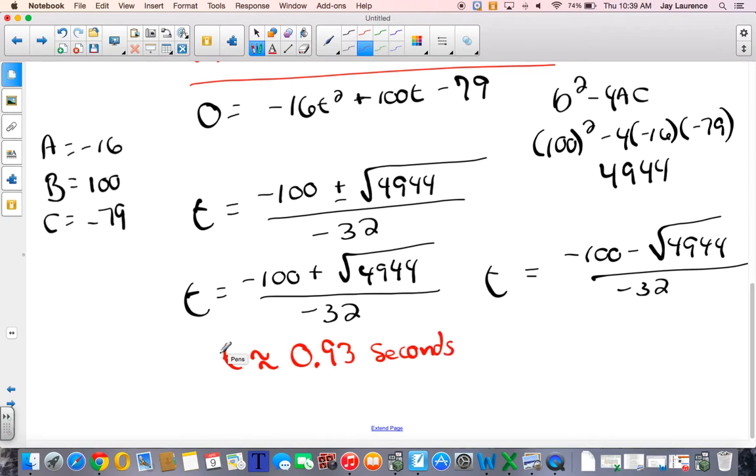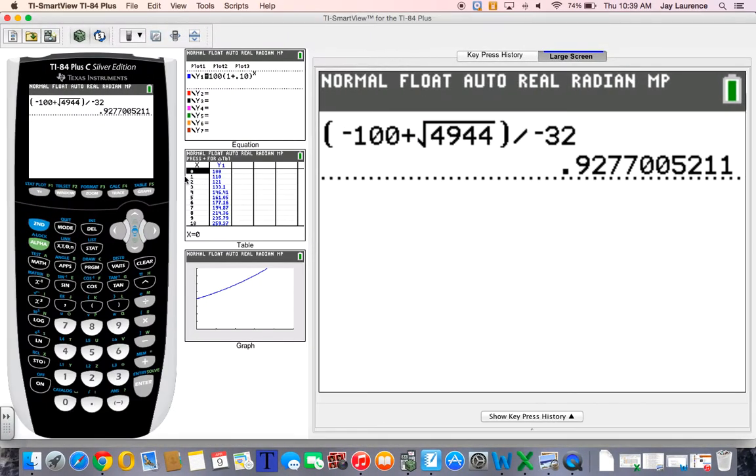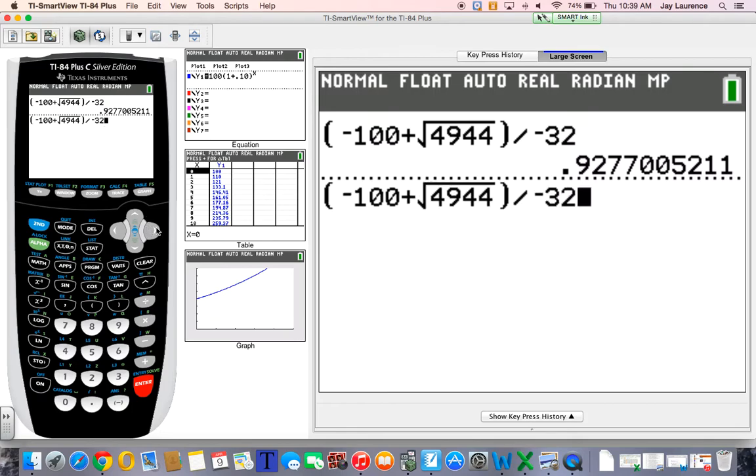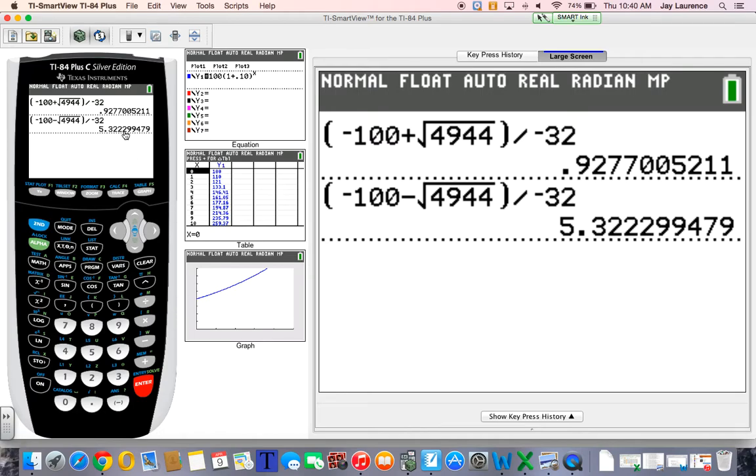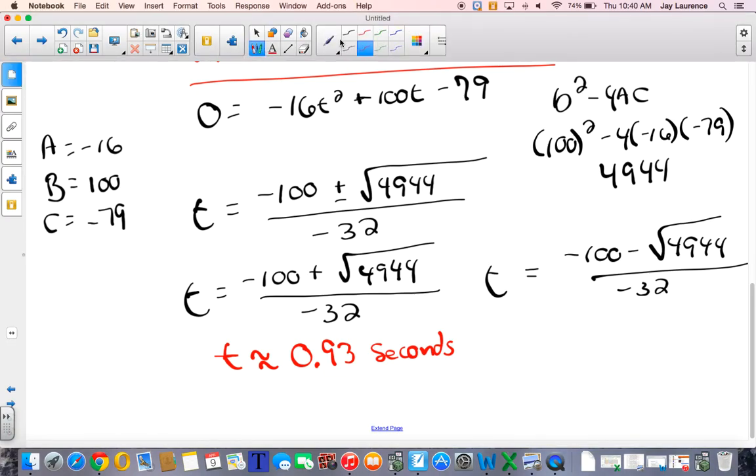So that'll be the first time, okay? And then the second time I'll get by doing second enter and just changing that plus to a minus. All right, there we go. And so I'll get 5 and 32 hundredths seconds. So then t will be approximately equal to 5 and 32 hundredths seconds.